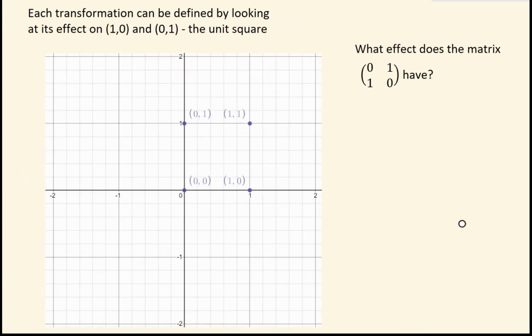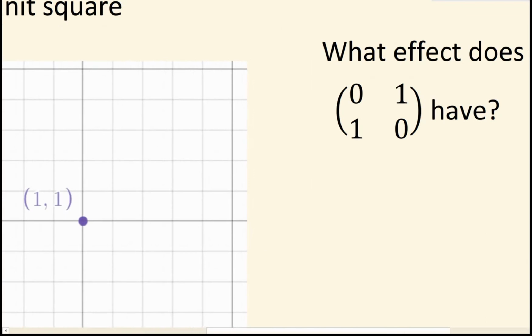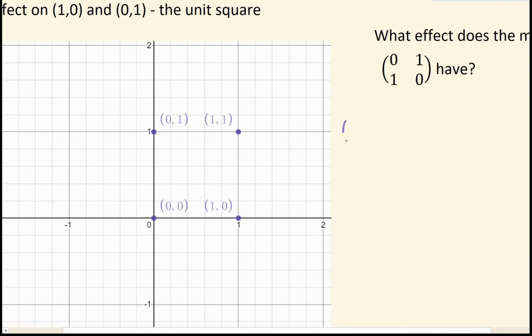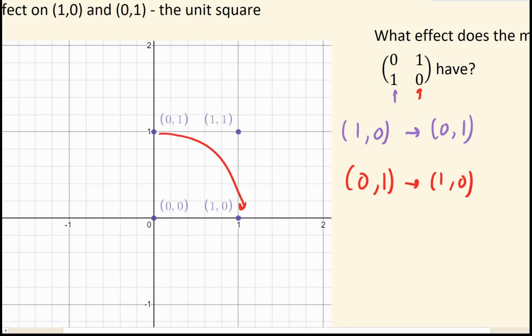Next, we've got another matrix here. We've got the matrix (0, 1; 1, 0). So basically the identity matrix, but with the 1s and 0s switched around. So we do the same thing. (1, 0) is going to go to this first column here, which is (0, 1). And (0, 1) will go to the second column, which reads (1, 0). So actually what you've got here is these 2 points are swapping position.